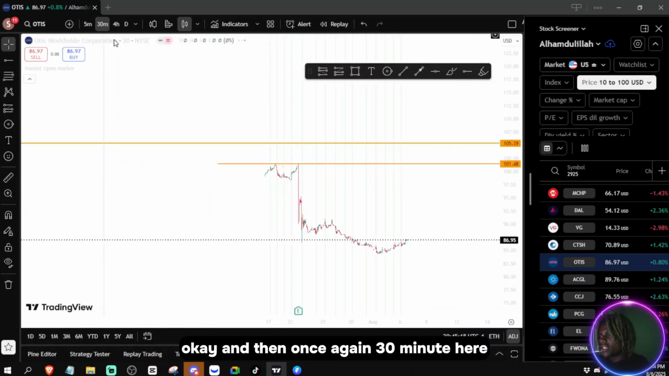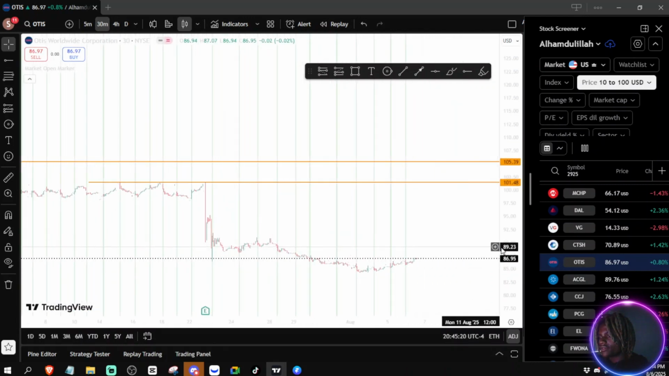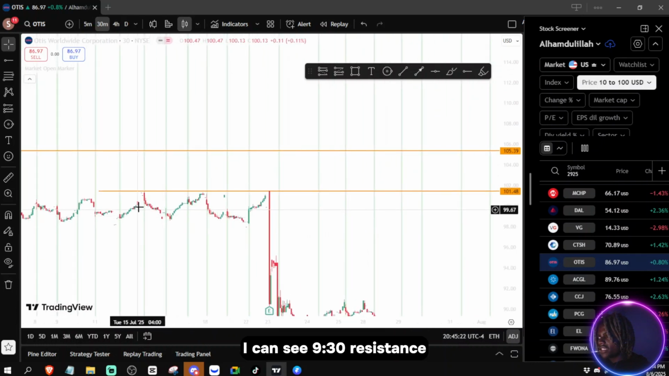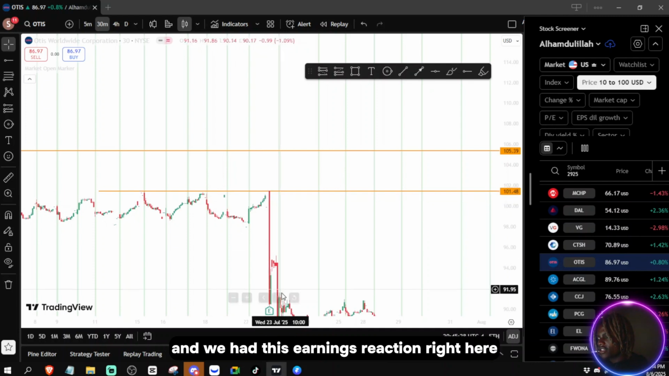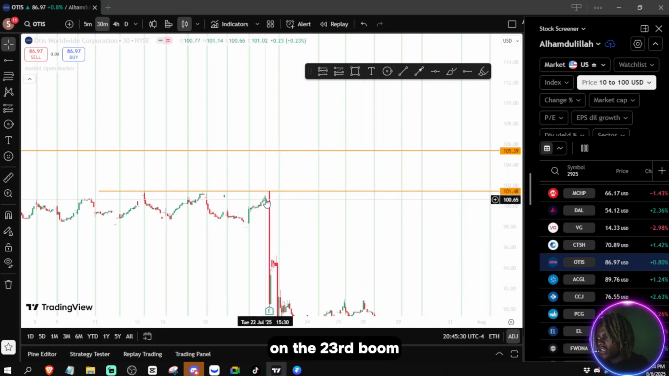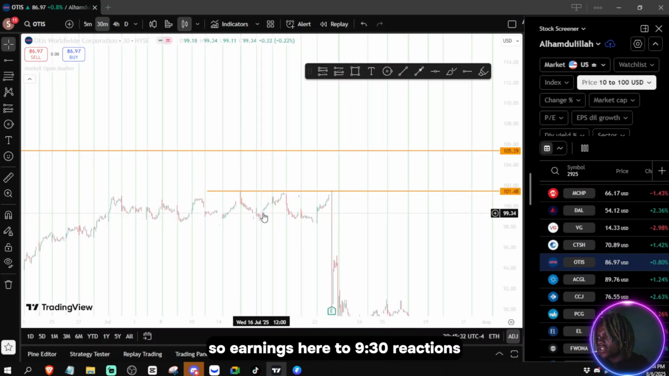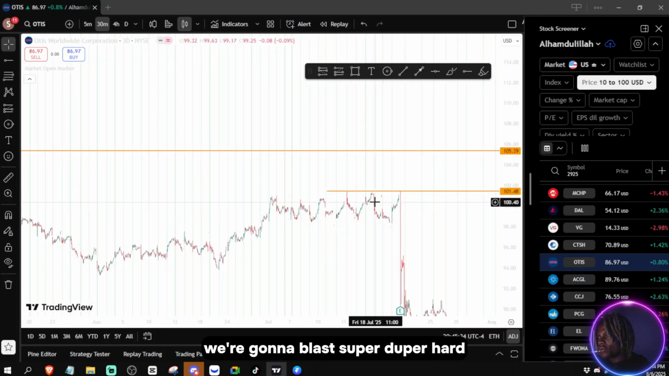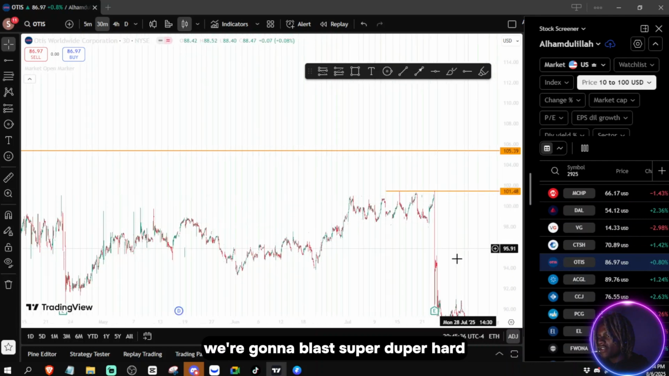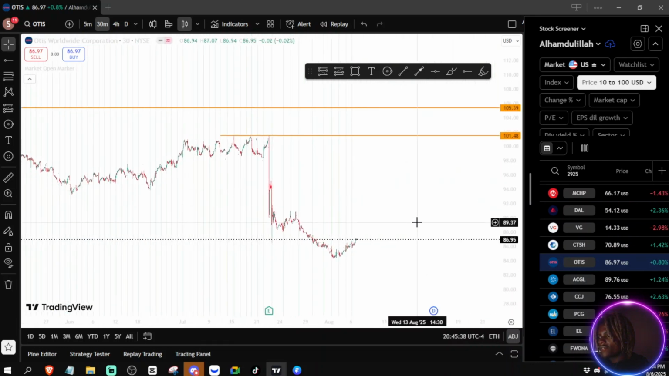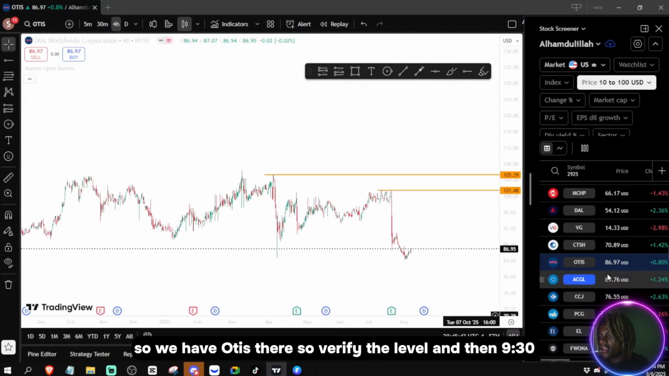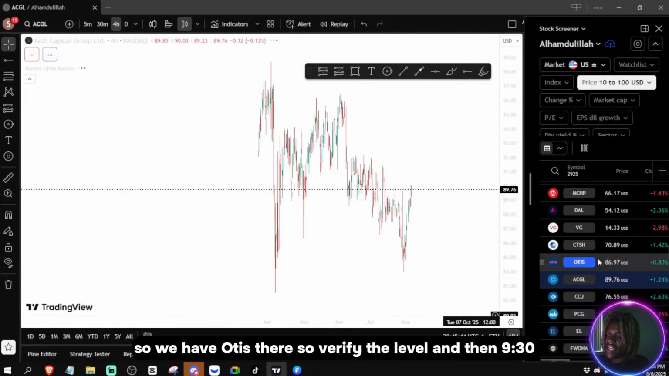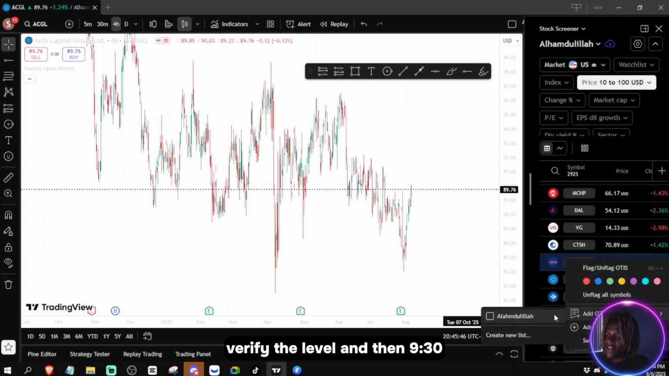And then once again, 30-minute here. I can see 930 resistance and another 930 resistance here. I love this level, and we had this earnings reaction right here on the 23rd. Boom. So earnings here, 2 930 reactions. If price breaks past this level, we're gonna blast super duper hard. So it's just about waiting here. So we have Otis there. Verify the level and then 930.